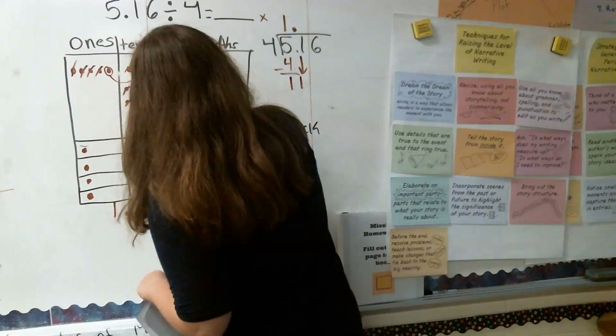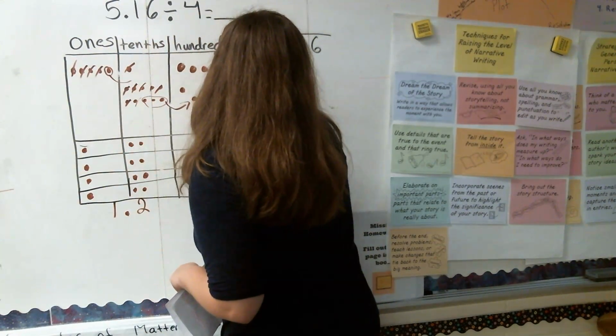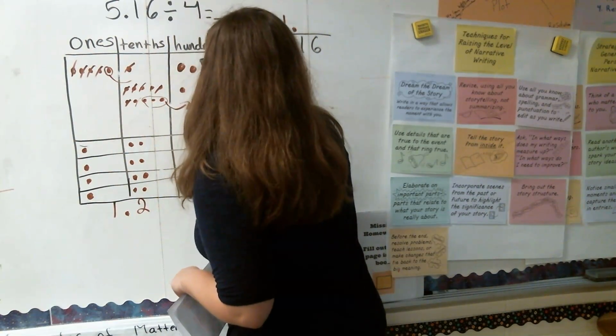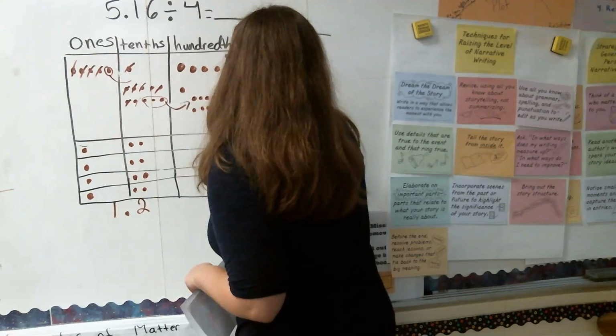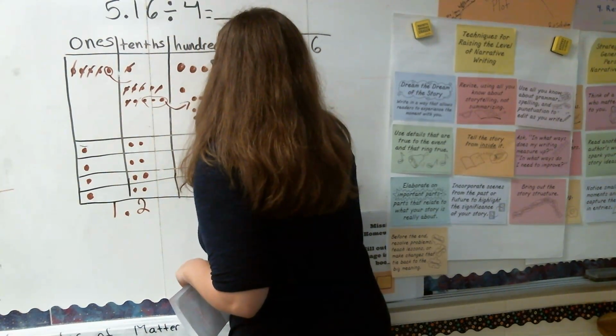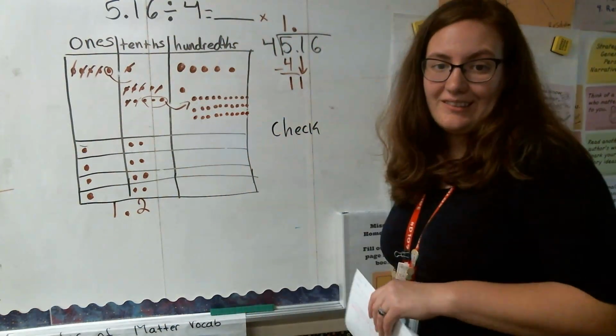So let's draw out our 30 hundredths. 1, 2, 3, 4, 5, 6, 7, 8, 9, 10, 11, 12, 13, 14, 15, 16, 17, 18, 19, 20, 21, 22, 23, 24, 25, 26, 27, 28, 29, and 30. Whew, that was a lot.